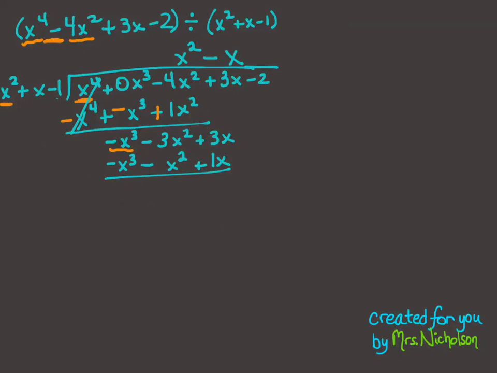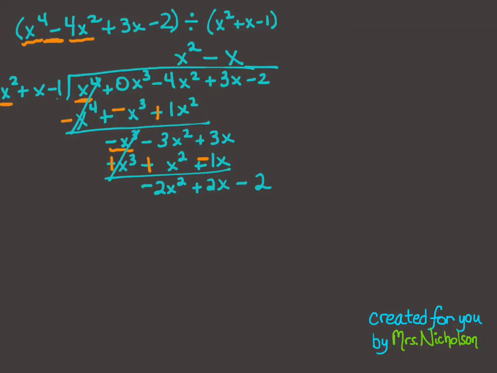I'm going to change all of my signs. The x cubed becomes positive, x squared becomes positive, the 1x becomes negative. Negative x cubed and x cubed, they cancel out. Negative 3x squared plus 1x squared is negative 2x squared. And then 3x minus 1x would, of course, be 2x. And then I've got one more term to bring down, minus 2.